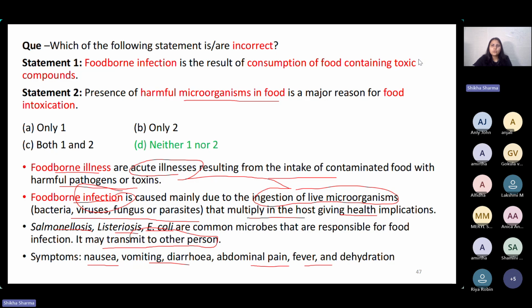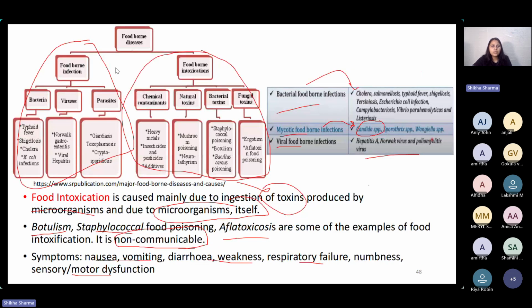Because of the consumption of food which has toxic compounds in it, and also food intoxication is because of microorganisms in the food which produce toxins. Food intoxication can also be because of chemical contamination like heavy metals, natural toxins like those in mushrooms, and bacterial and fungal toxins.